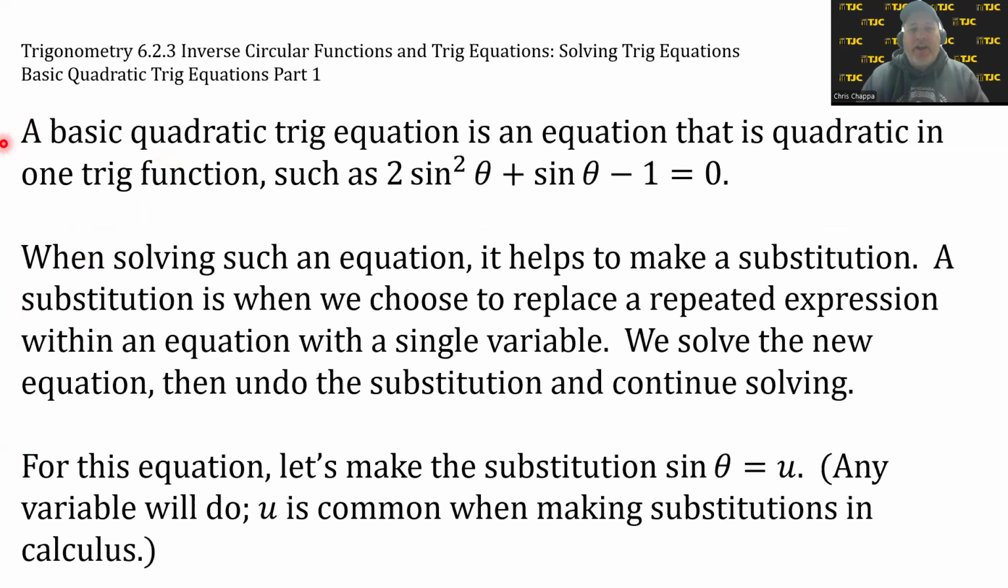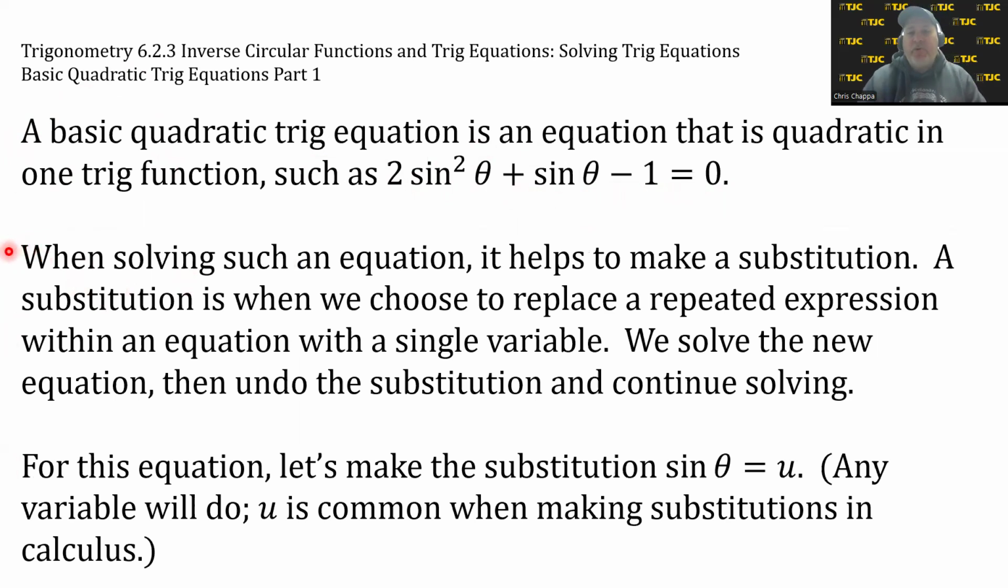A basic quadratic trig equation is an equation that is quadratic in one trig function, such as 2 sine squared theta plus sine theta minus 1 equals 0. By the way, a non-basic one would have two different trig functions, which we'll address in a future video.